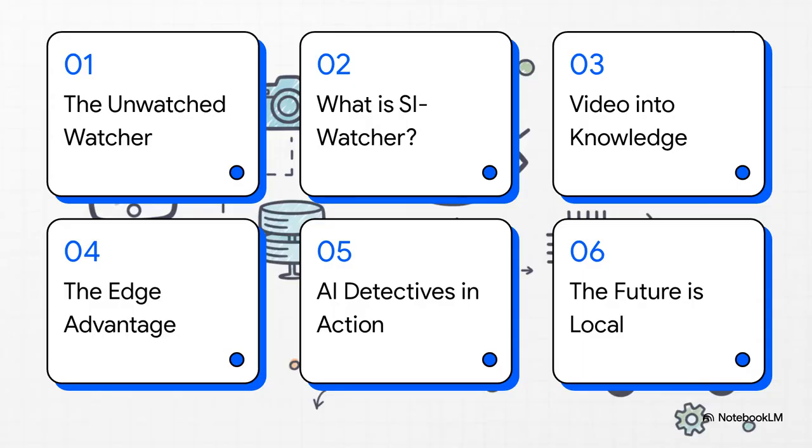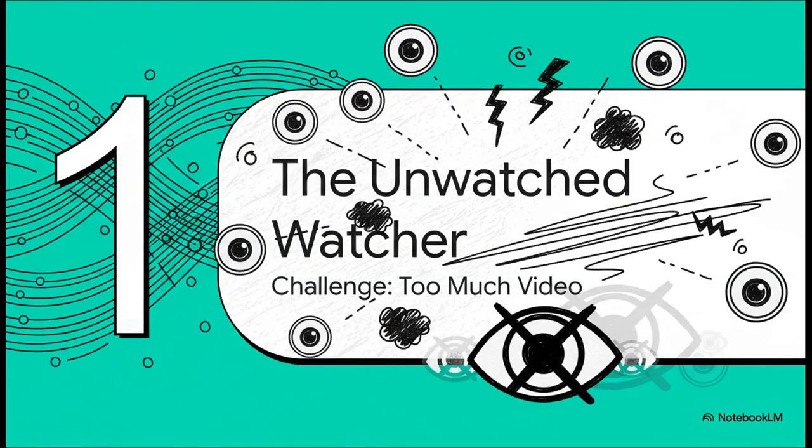All right, here's our game plan. We're going to start with this problem of unwatched video. Then we'll get into exactly what SI Watcher is and how it works its magic. After that, we'll talk about its secret sauce, what they call the edge advantage. We'll see some really cool real-world examples, and then wrap things up by looking at what this all means for the future.